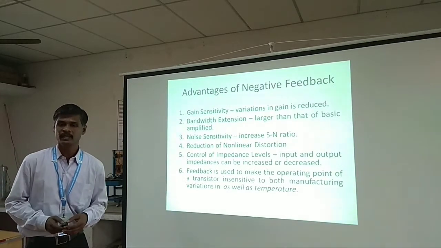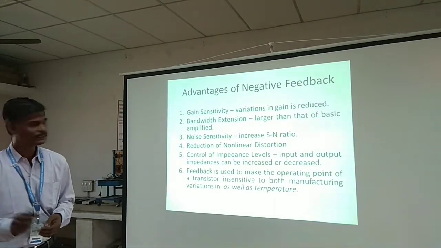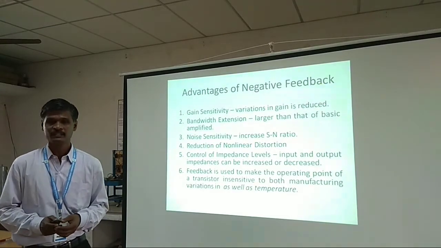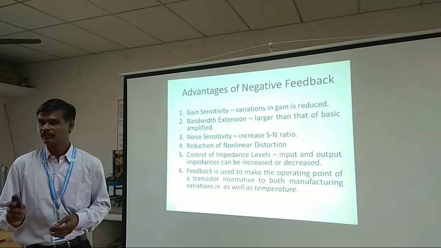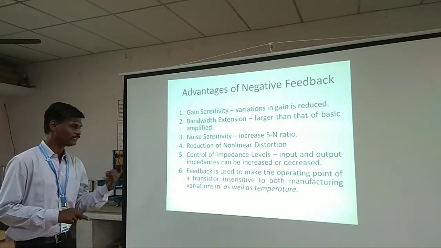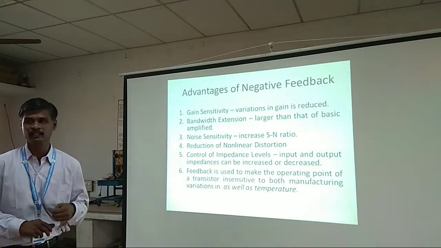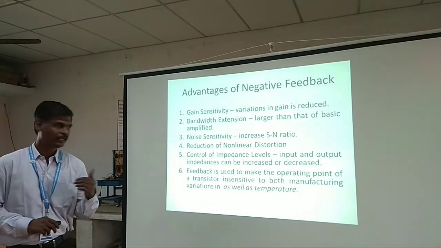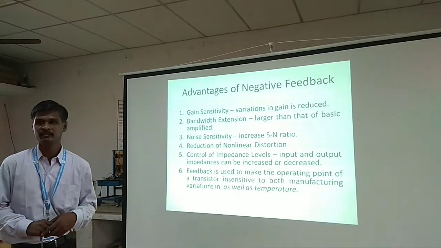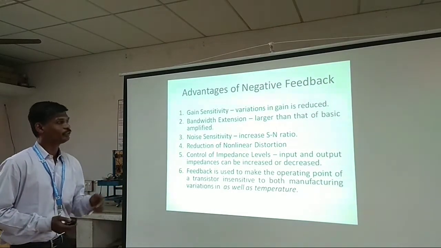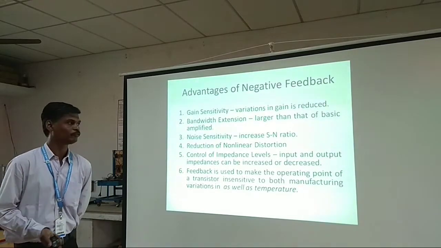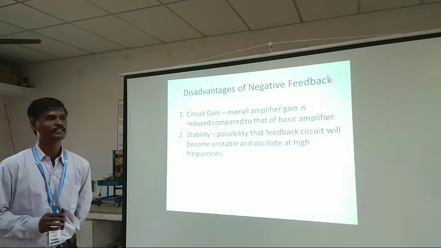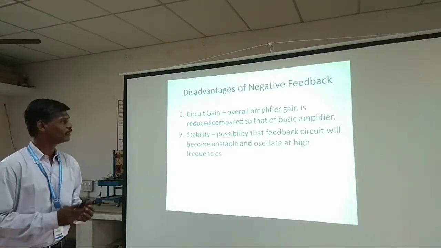Feedback is used to make the operating point of the transistor insensitive to both manufacturing variations as well as temperature. That is, usually the transistor depends on the main parameter, temperature. Whenever there is any change in the temperature, the operating point will vary. If the operating point varies, at the same time the gain of the amplifier will also vary. And it is common in the case of manufacturing variations also. So if you give negative feedback, this type of drawbacks can be overcome with the help of negative feedback. And the major drawback which we face here in negative feedback is the circuit gain.